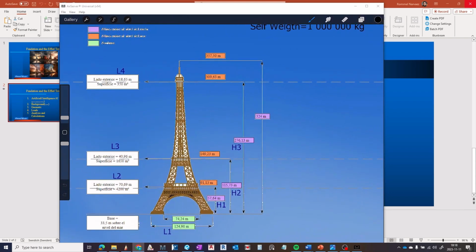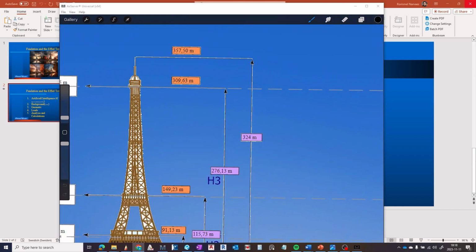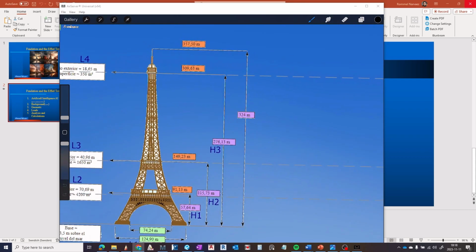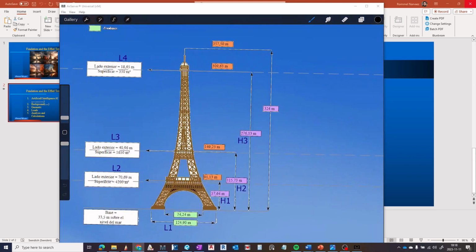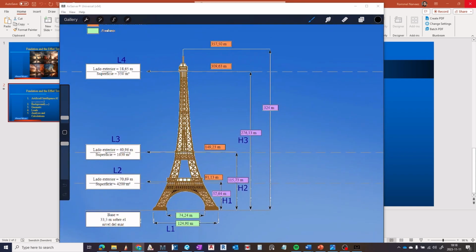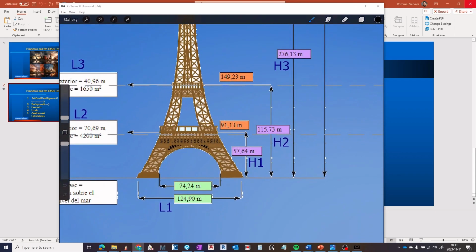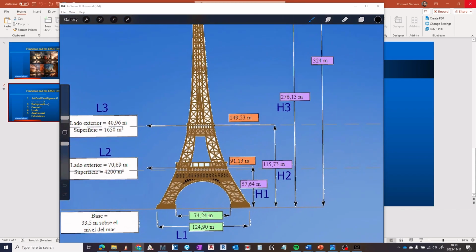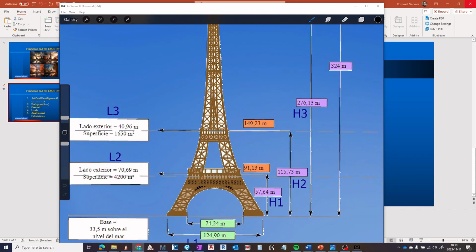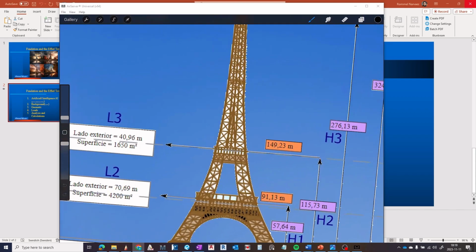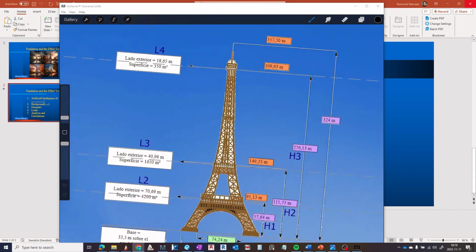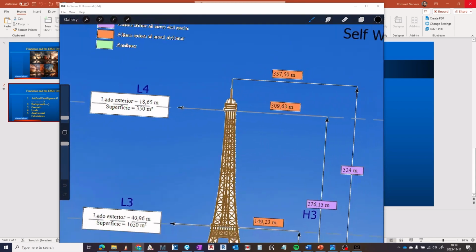Right, about the geometry, you find that the tower is around 324 meters with an antenna at the top of this tower. And you have L1, which is the first distance between the legs of the tower, and in the second level we have another area, and you have the third, and so on to level number 4.